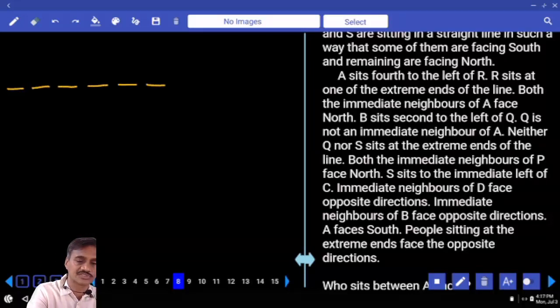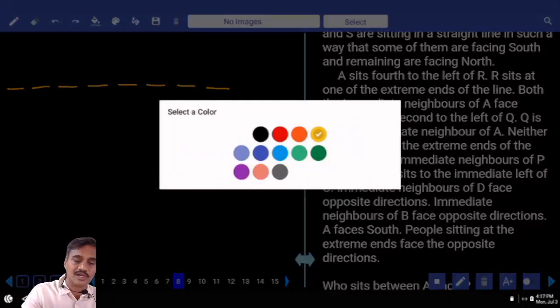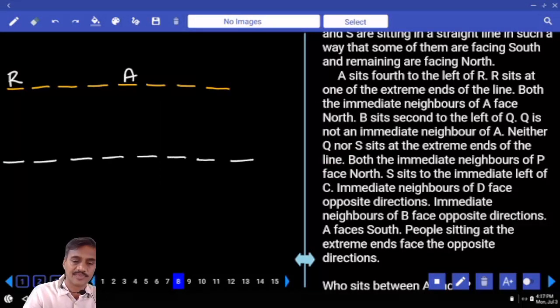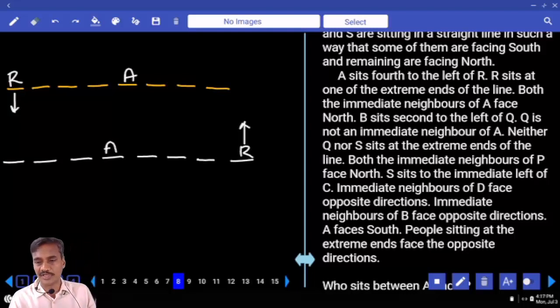5, 6, 7, 8. Then in this one, A sits 4 to the left of R. R sits at one of the extreme ends of the line. R can be at the left extreme of the row, or R can be at the right extreme of the row. Now R is here, and A sits 4 to the left of R. R is facing south, and here R is facing north.